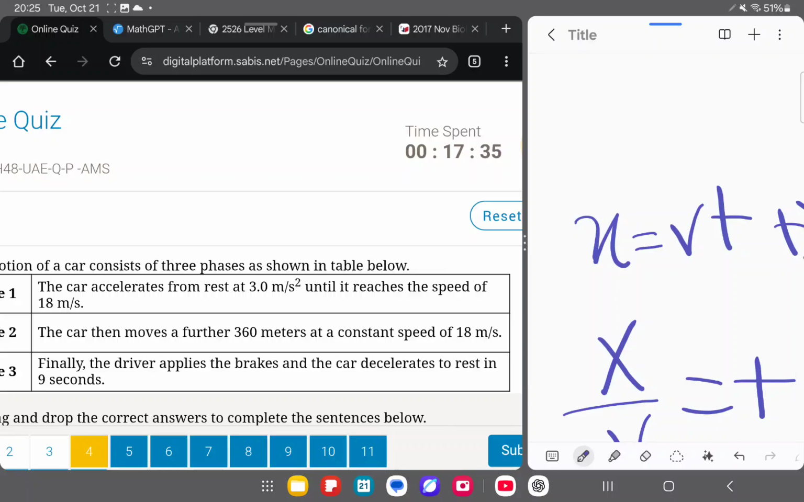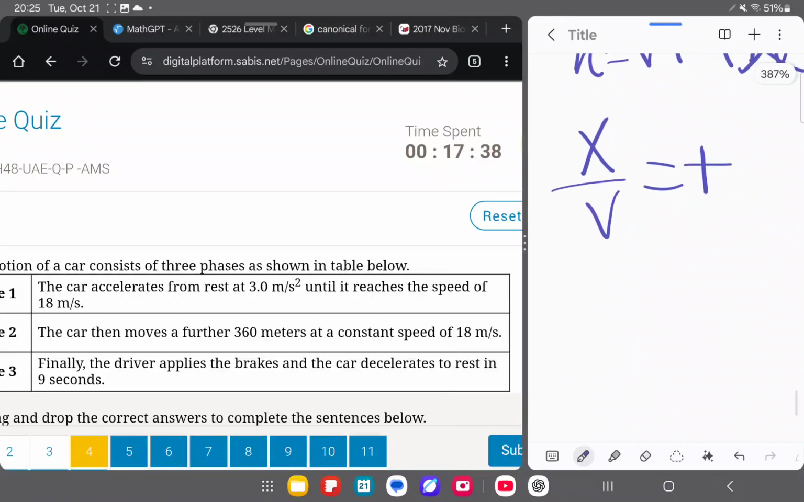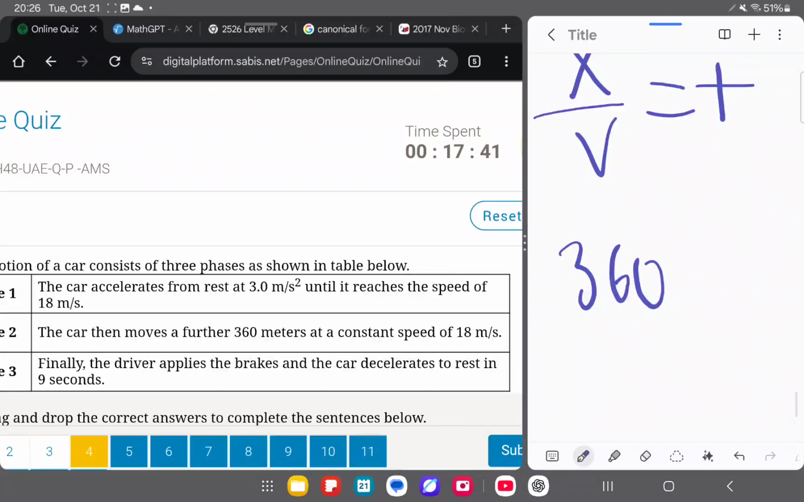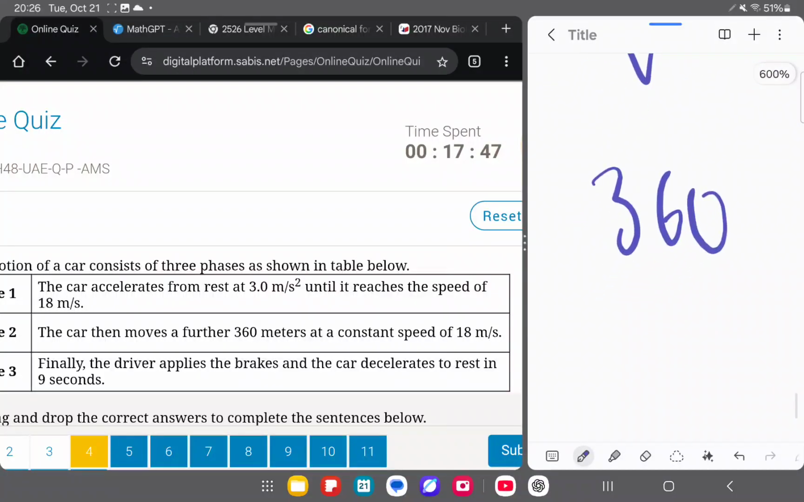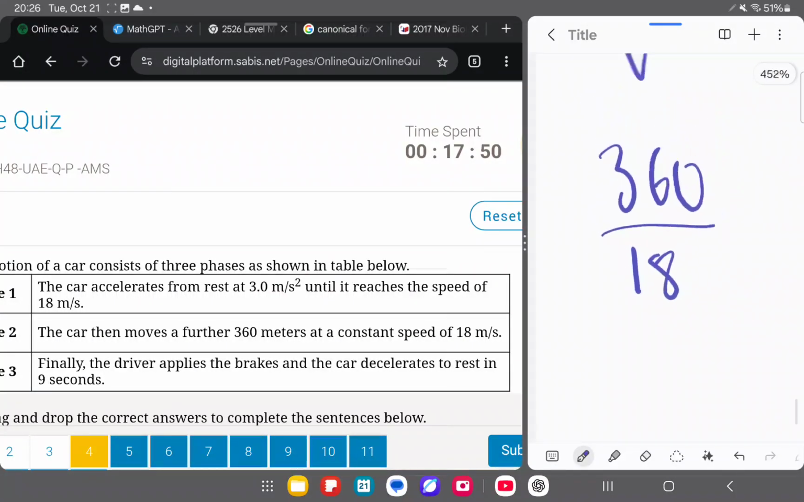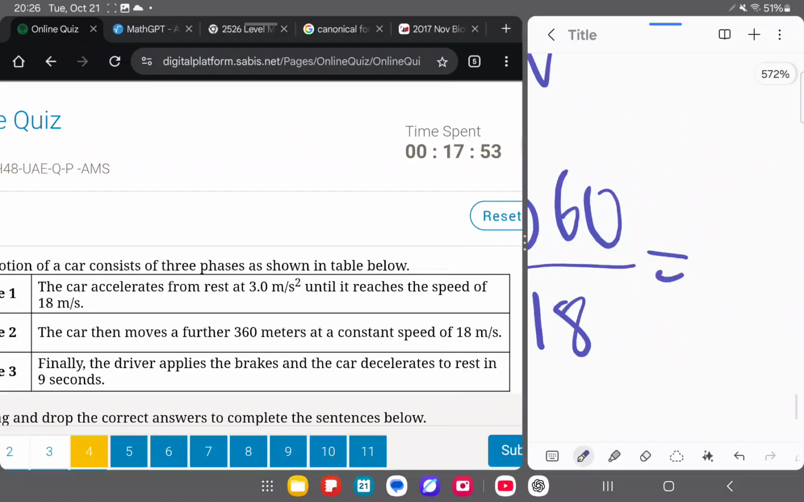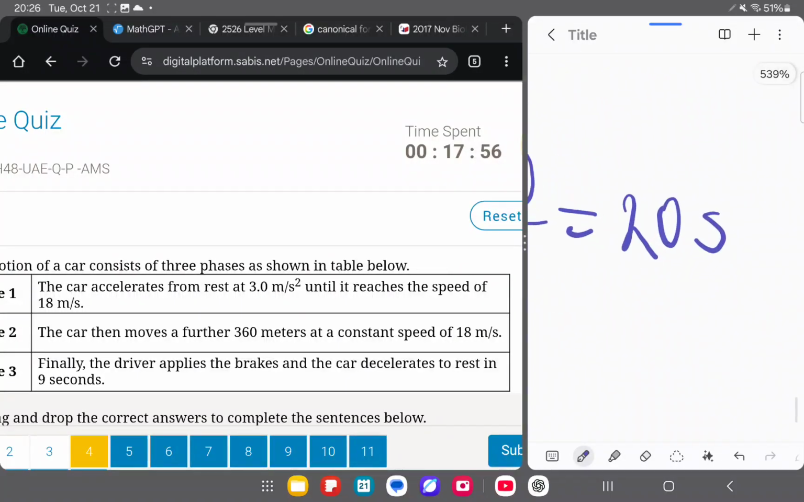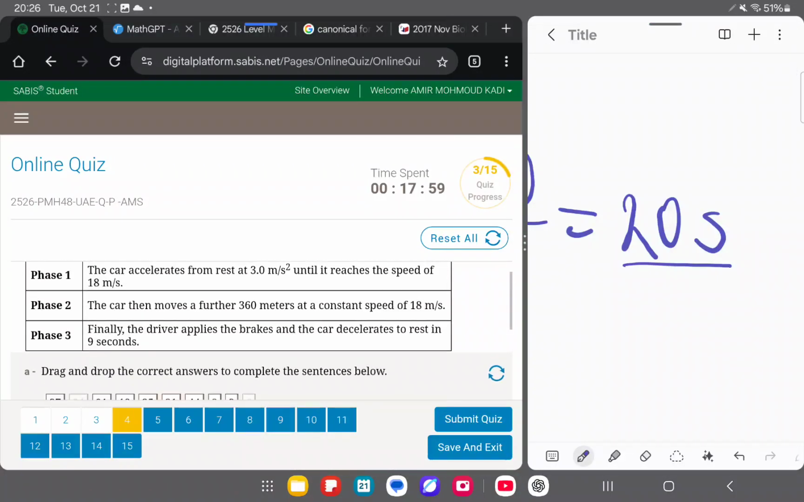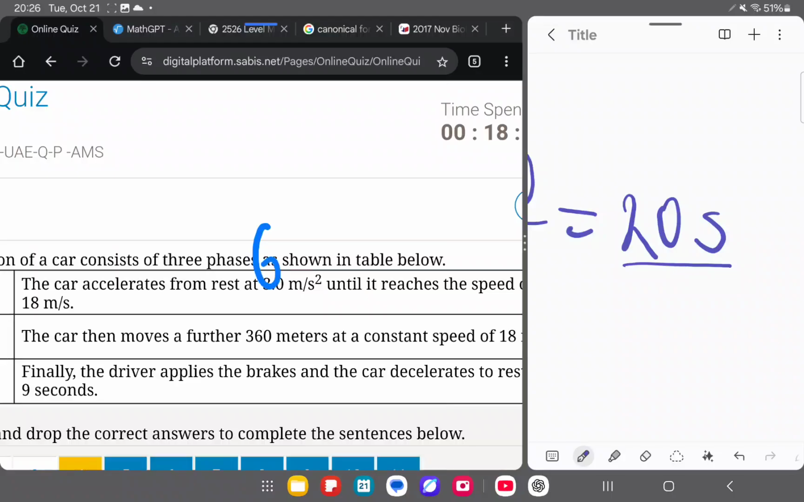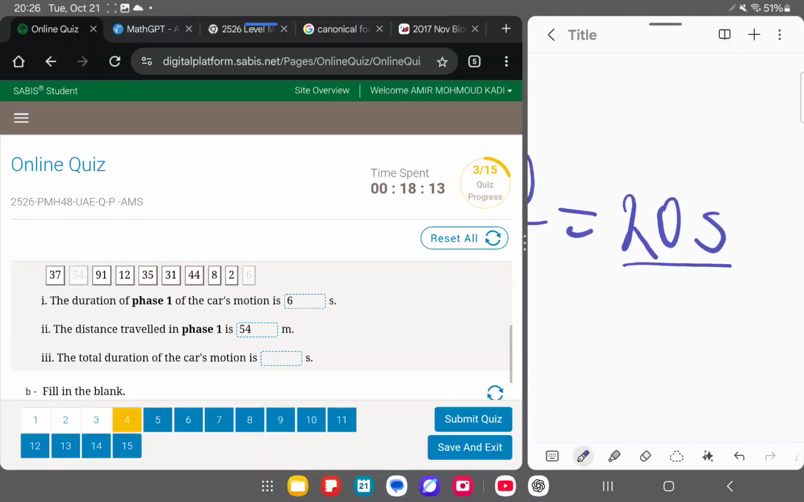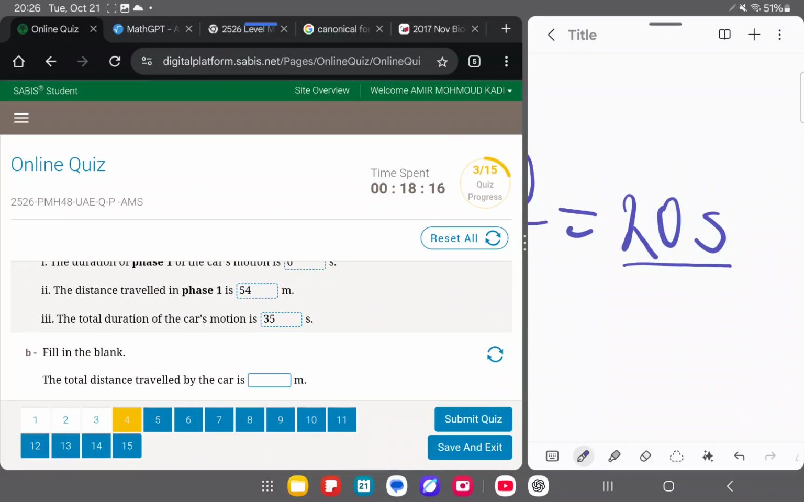They already gave us the distance, 360. That's all we need, and they gave us that the constant speed through this distance is 18 meters per second. We divide and we get 20 seconds. Now that we have the middle time, and we have the time in the first phase, which is 6, and over here they already gave it to us, it's 9. So 9 plus 6 is 15, 15 plus 20 is 35. 35.